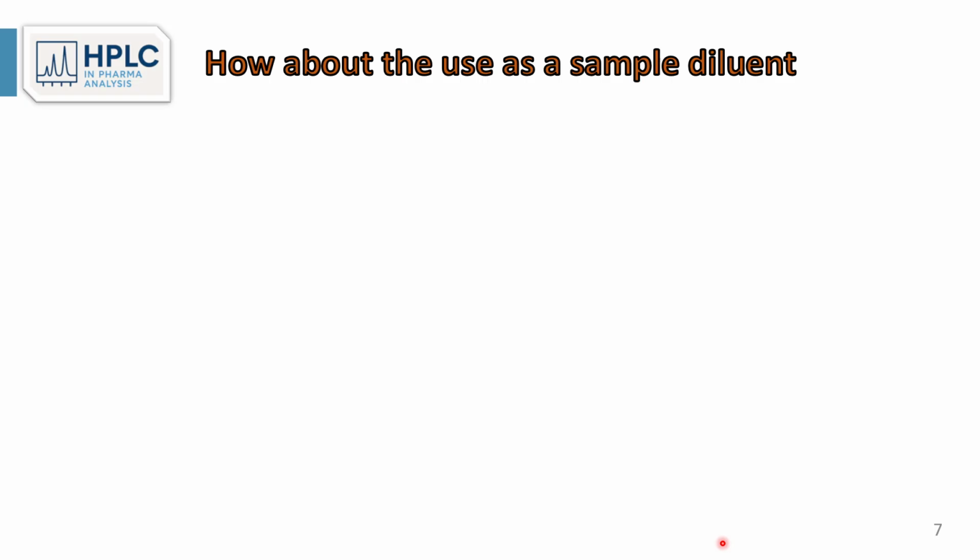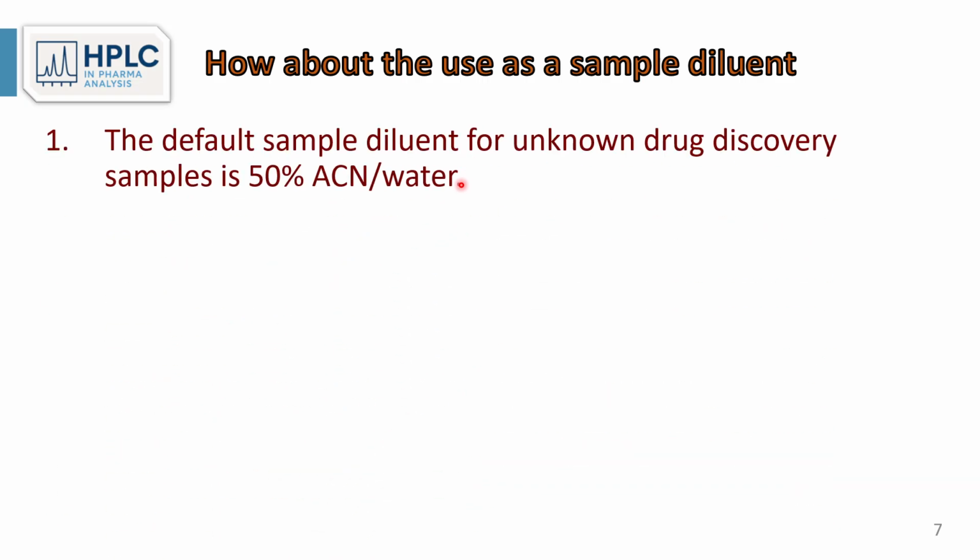We want to switch gear and talk about the use of the solvent as a final solvent, the final sample diluent. I want to point out that the default sample diluent for anything unknown, particularly in drug discovery samples, is 50% acetonitrile with water without any acid or base. So this is the default sample diluent when the solubility of the sample is not known.